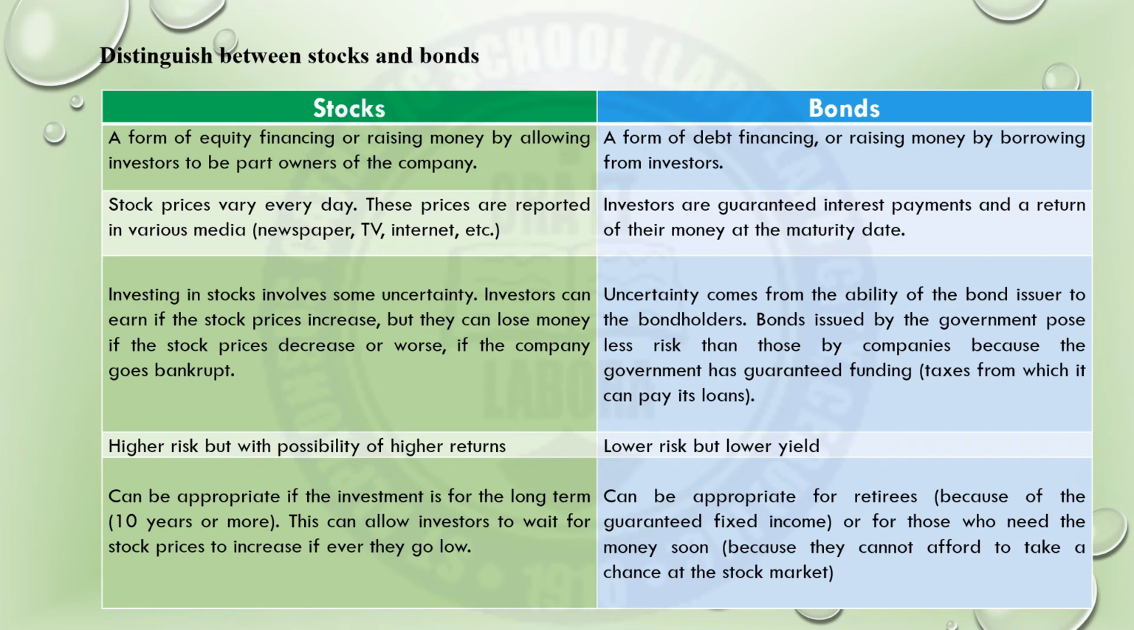Uncertainty in bonds comes from the ability of the bond issuer to pay the bondholders. Bonds issued by the government pose less risk than those by companies because the government has guaranteed funding, taxes, from which it can pay its loans.